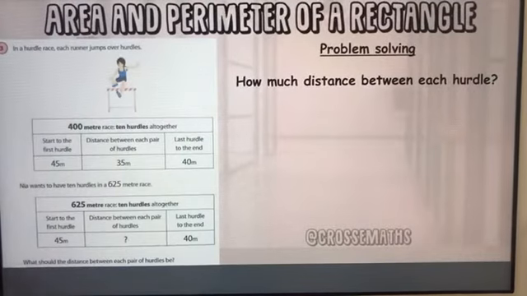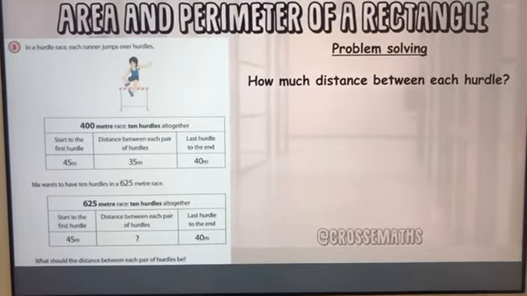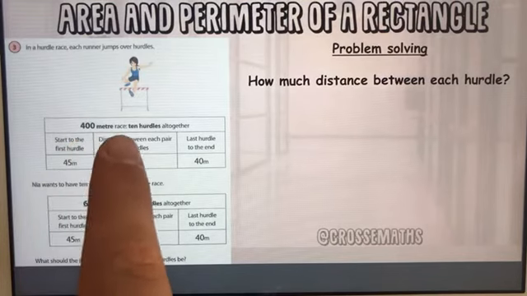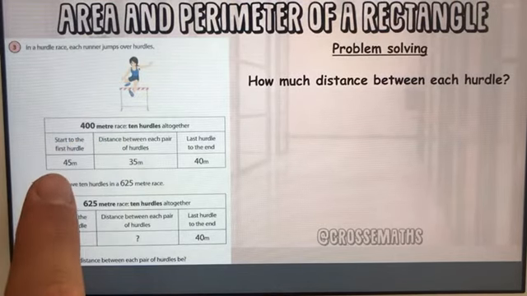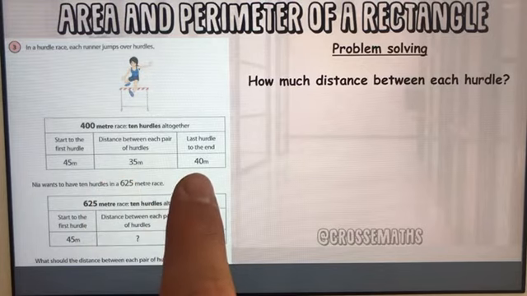Right, guys, so a little bit of problem solving now. How much distance do we need to put between each hurdle? So, in a hurdle race, a jumper jumps over hurdles. In this one, 400-metre race, 10 hurdles altogether. Start to the first hurdle is 45 metres. Distance between each one's 35. To the last one is 40.